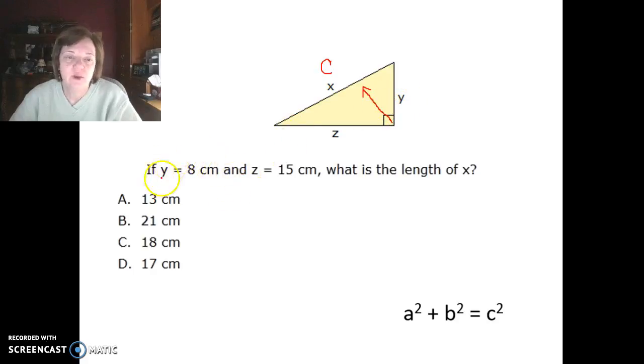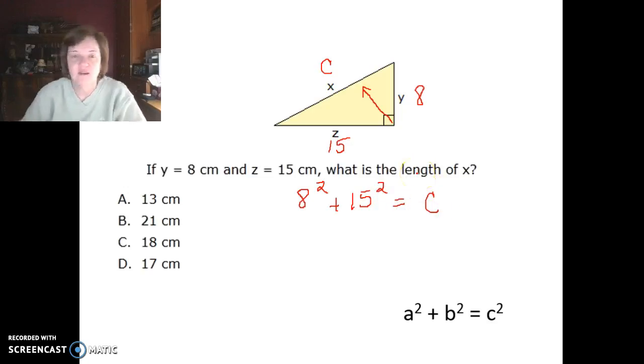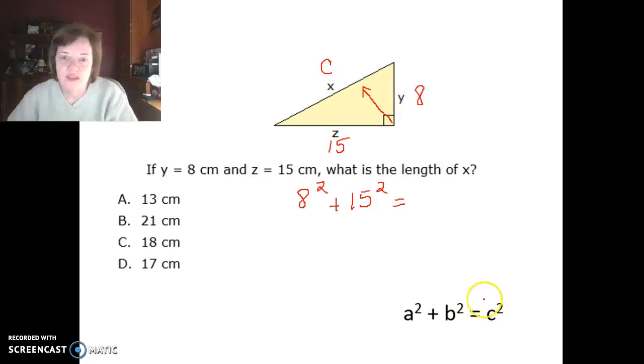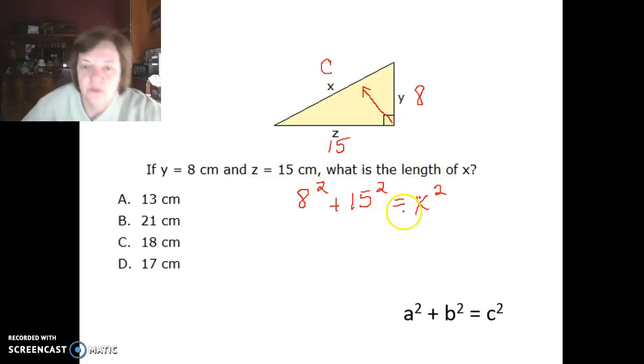So I'm just going to say, well, here we go. Y is 8 and Z is 15. Since those are A and B, I'm just going to write that down. A squared, following this formula down here, plus B squared, which is 15 squared, equals C squared, or I guess I should say X squared. Let me get my eraser and erase that. There we go. So that's X squared.